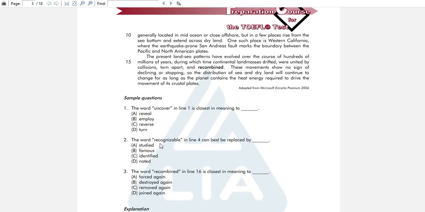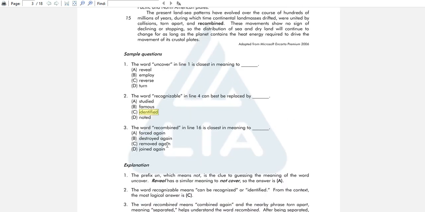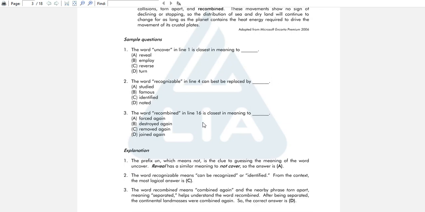Alright? And also recognizable. The root word is recognize. And then we have a suffix able. Able to be recognized. So the answer is identified. And then recombined. We know the root word is combine. And then it has a prefix re. Usually, re as a prefix, the meaning is again. For example, like replay means play again. Okay? So the meaning of recombine is join again. Alright, so that's how we answer it.